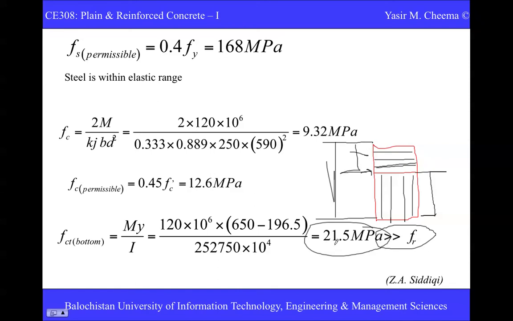So this shows that the section has been cracked, because the maximum capacity of this area as recommended was just 3.5 megapascal, and as it has increased beyond the 3.5 megapascal, it means the area has already cracked. Is it clear?